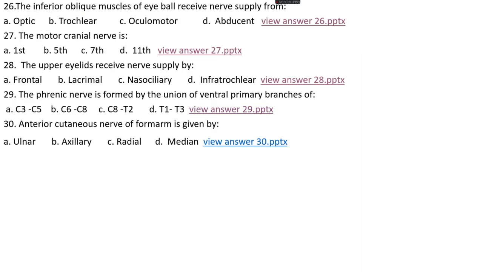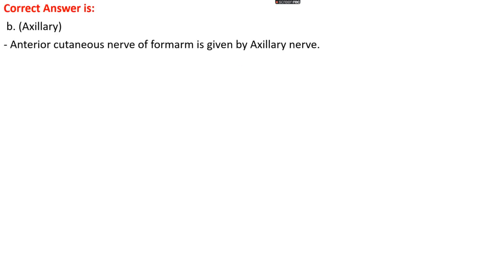Okay. Question number 30. The anterior cutaneous nerve of the forearm is given by: option A, ulnar; option B, axillary; option C, radial; option D, median. The right answer is option B, that is axillary. The anterior cutaneous nerve supply of the forearm is mainly given by the axillary nerve.